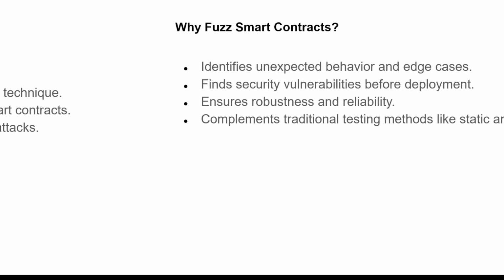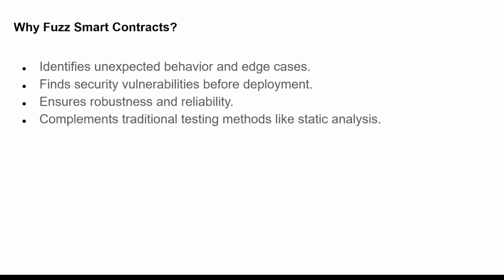Let's see why we fuzz a smart contract. It identifies unexpected behavior, because we input random and unexpected characters into the contract, so we can see unexpected behavior and edge cases. It finds security vulnerabilities before deployment, and if the contract is already deployed, you can also do this in bug bounty. It ensures robustness and reliability, and complements traditional testing methods like static analysis.